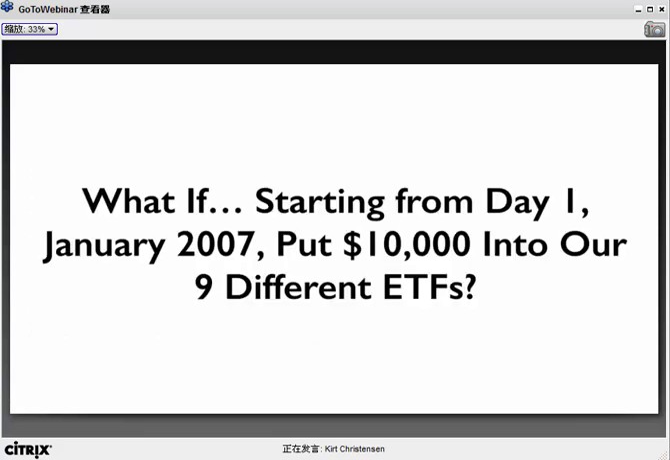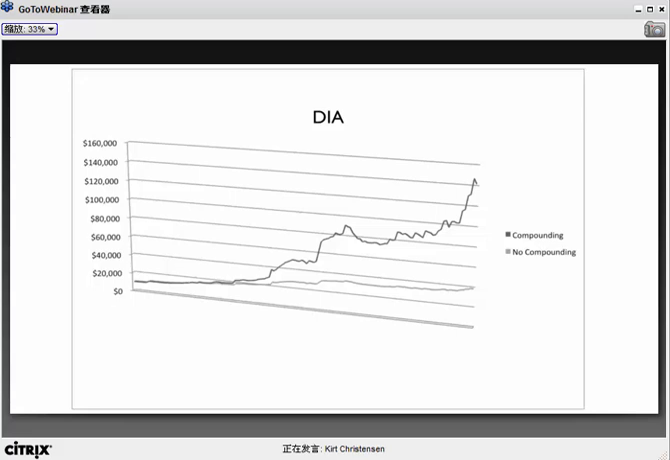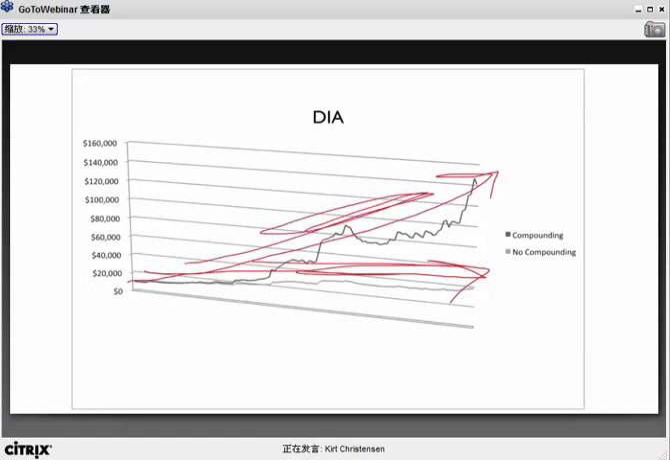And just to show you what that means, what if, starting from day one that we opened trading the system in 2007, you put $10,000 into each of these 9 different ETFs? Well, if you would have put that into DIA, you would see this curve right here. And you can see that there are actually 2 different lines. The top line is the compounding line, that's this one right here, and the bottom line is the non-compounding line.